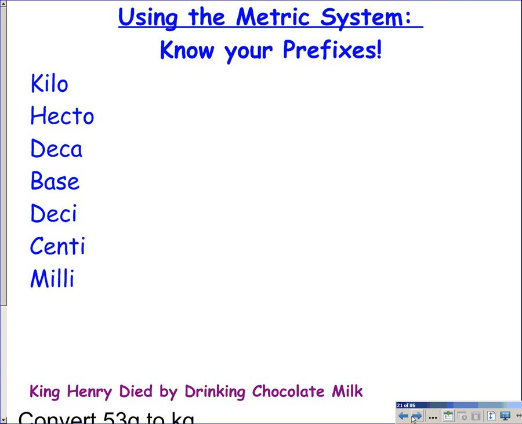All right, you've heard of the metric system, yes? You do this in biology, earth science, physical science, whatever. You know the whole King Henry died by drinking chocolate milk? All right, there's an extension to that. The king, I don't know who the king is, but anyway, he died. So King Henry died by drinking chocolate milk, and I'm going to tell you the extension right here.